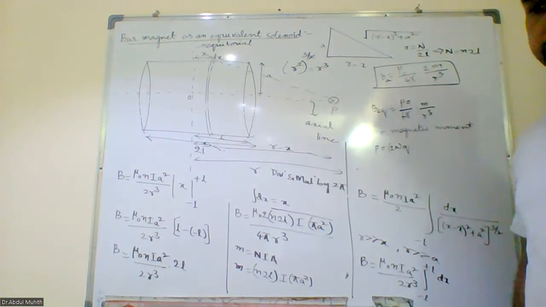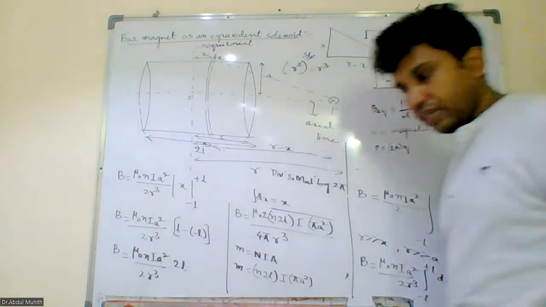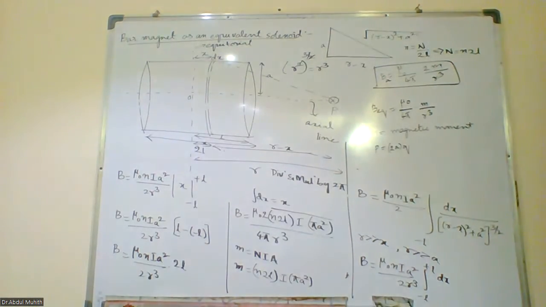Can I go for the next one? The dipole in a uniform magnetic field now. Is this derivation clear? Thoroughly. Okay.